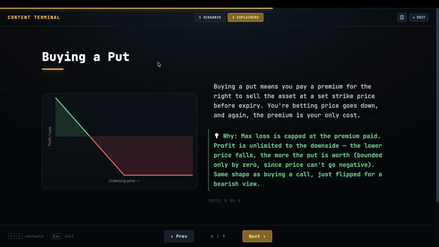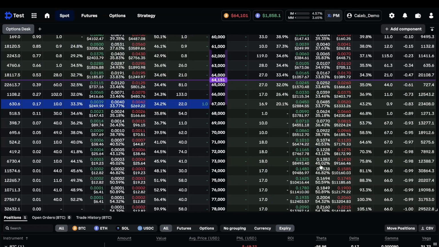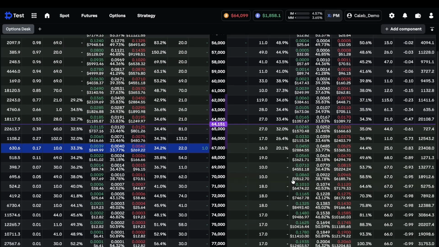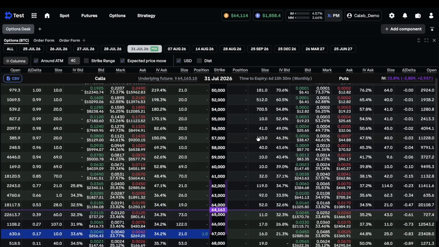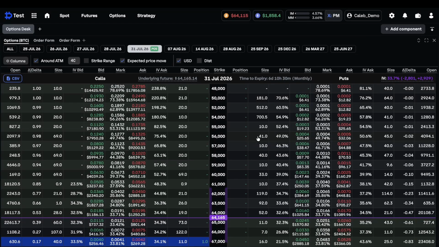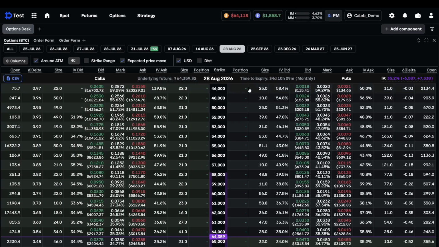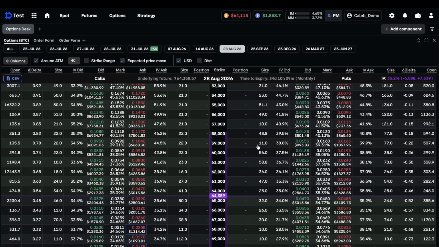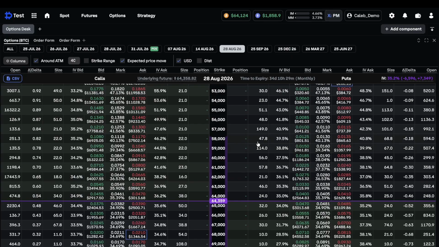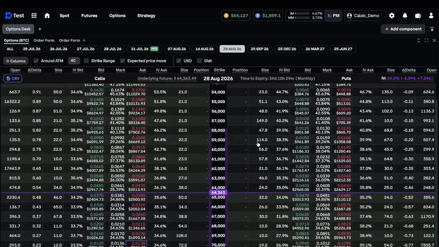So let's have a look at how buying a put would work. I'll be looking at the put side here. Remember, when we buy a put, we're saying that we're bearish. So let's say by August 28th, the next 30 days, you feel like Bitcoin is going to have a massive crash. I don't know when. It might not be in the next 3, 4, 6 days, but in the next month, Bitcoin is going to crash.